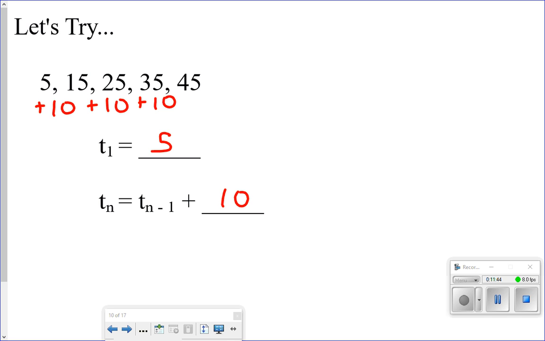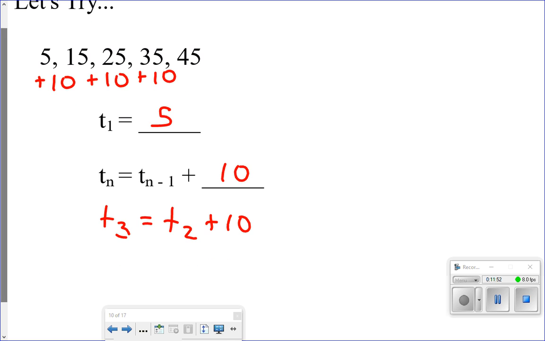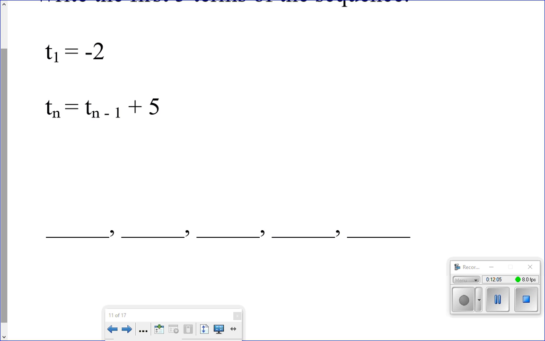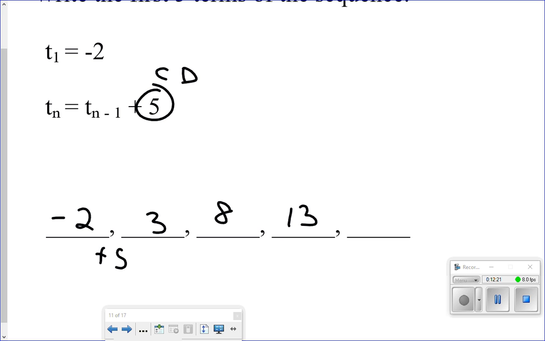So one way we can look at this is think of it as if the third term is the second term plus 10. So another question would be, is 25 equal to 15 plus 10? And that checks out. All right, so here's a sequence where we have the first term listed as -2. And then the rule here, this recursive rule says we're adding 5 to get to the next term. So this right here is your common difference. So if we add 5, we'll get 3, 8, 13, and 18.